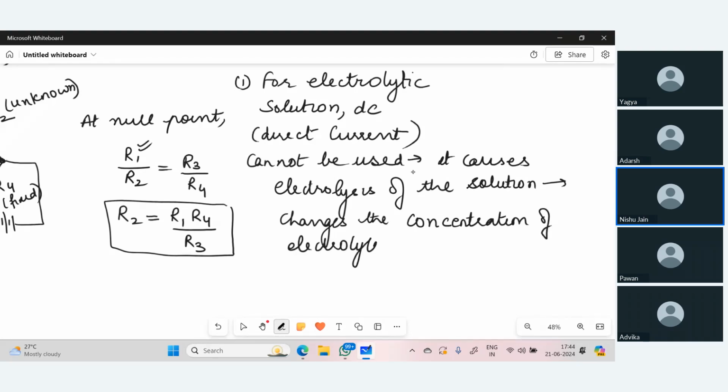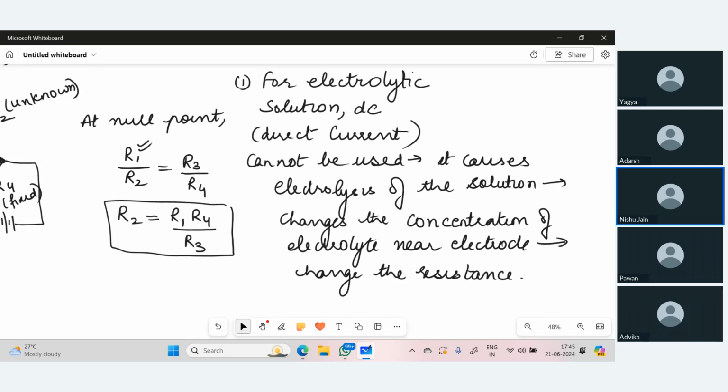Light near electrode, and then ultimately it will change the resistance. So instead of DC, we are using AC current.